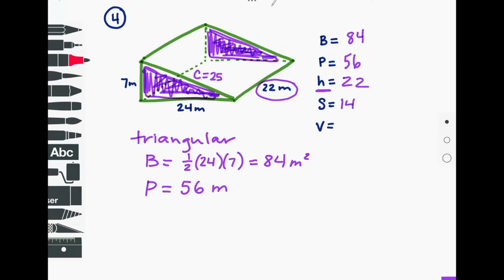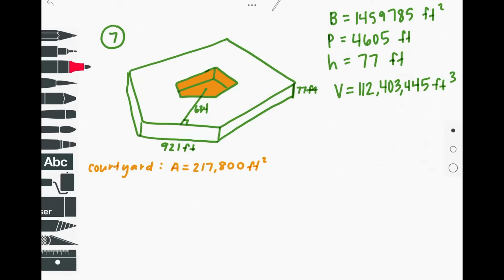Once you get those plugged in, 2B plus ph and B times h, you should get all the right numbers. Remember that our areas are square meters, volume cubic meters, and these are just lengths, so those are both just meters. And I figured out what the common mistake was on number 7.